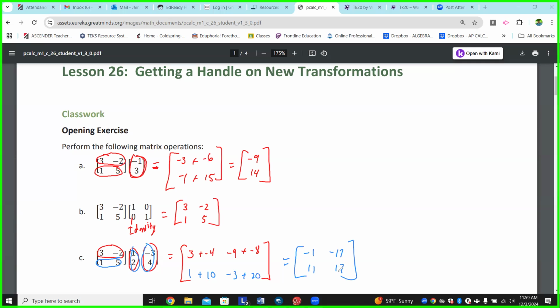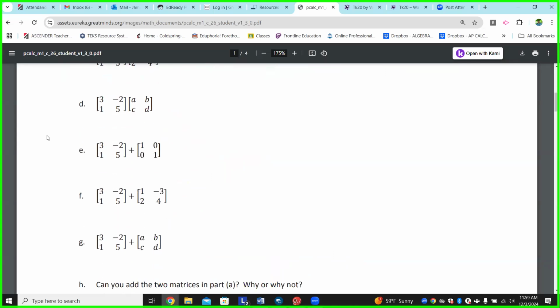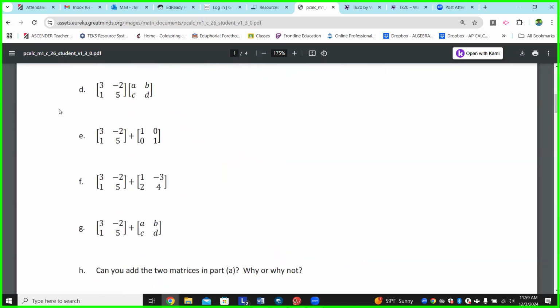All right. D looks complicated because it's like letters, but the math doesn't stop looking the same. I'm still going to take the first row and multiply each one of these columns. And when I do, I'll get 3 times A, and then -2 times C, that would be the answer. I cannot go any further. I cannot simplify that. So that would be the answer for that element.